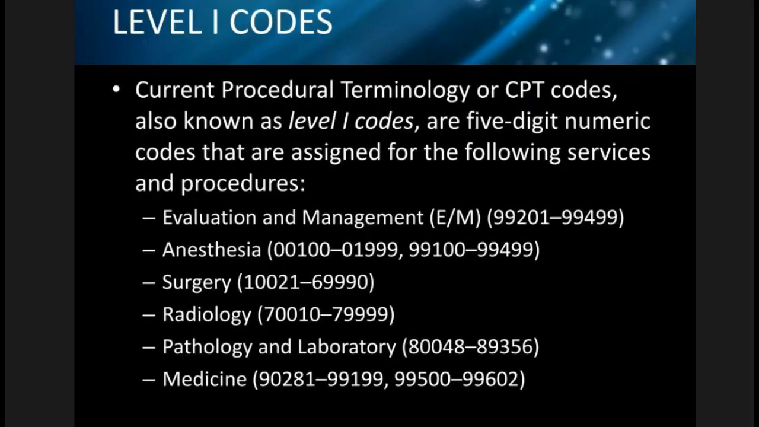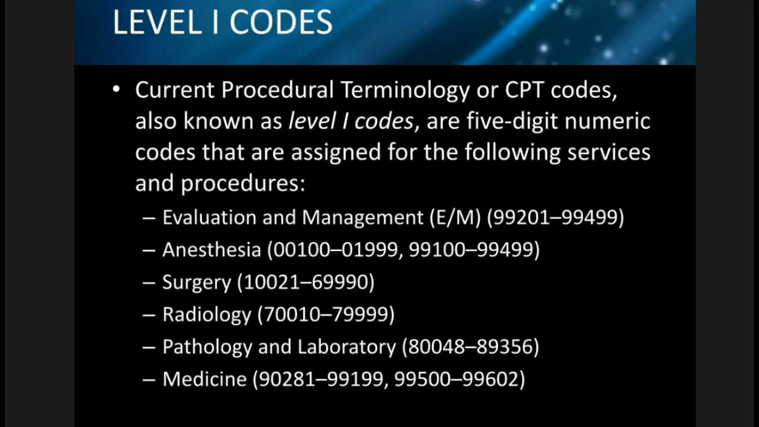Level 1 codes. Current procedural terminology, or CPT codes, also known as Level 1 codes, are 5-digit numeric codes that are assigned for the following services and procedures. Your 99201 to 99499 are your evaluation and management codes. Your 00100 codes all the way up to 01999, and then your 99100 on up to 99499, are anesthesia.